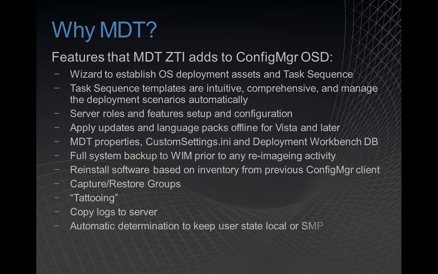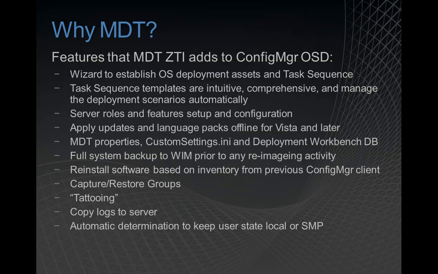By default, OSD will always attempt to copy the user state to a state migration point, which is usually not ideal during a refresh scenario where we are capturing the user state from and restoring it to the same system. With MDT's ZTI user state script, it will determine automatically if there's enough space on the hard disk of the system being reimaged and keep the user state local in the task sequence data folder that is safe from being wiped. This feature not only can save on network utilization during the deployment process, but can significantly reduce the amount of time it takes because the user state need not be copied back and forth from the state migration point.